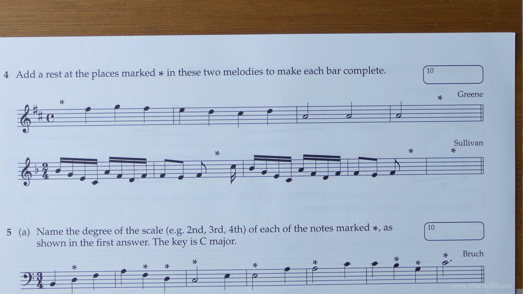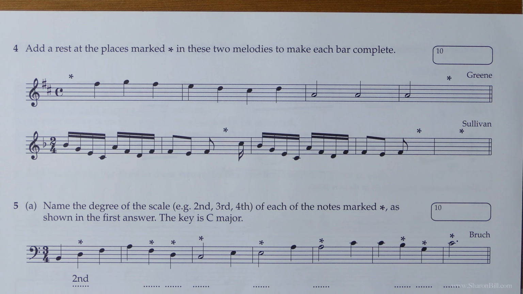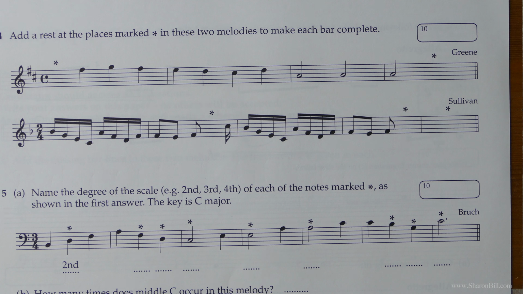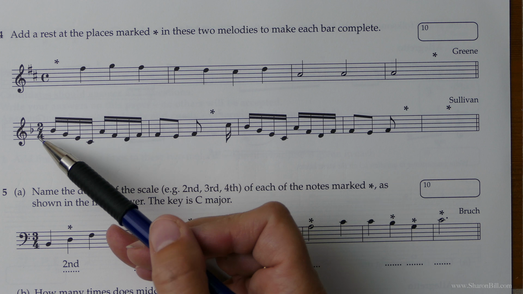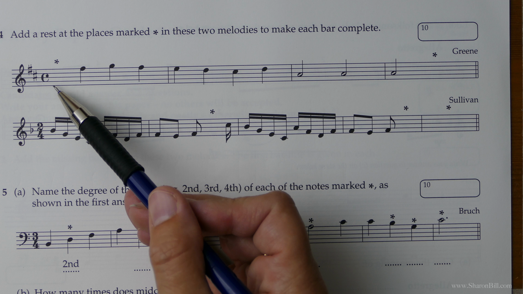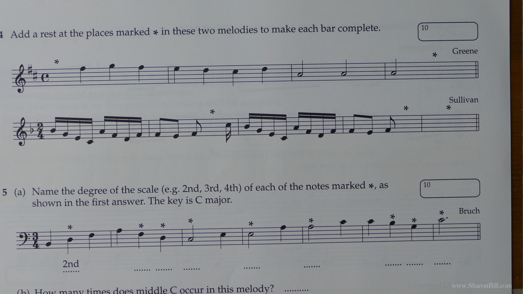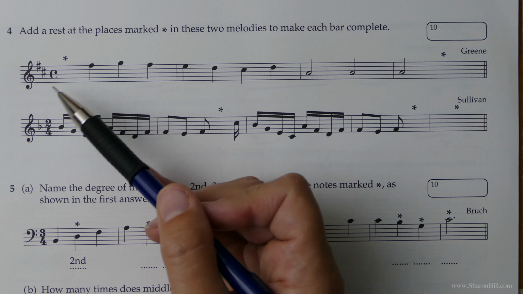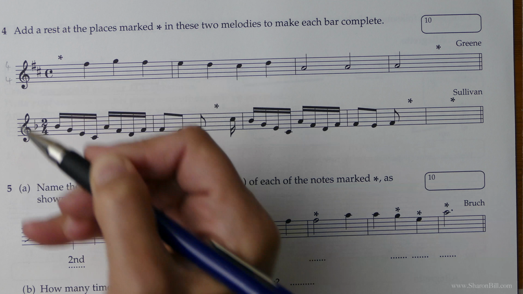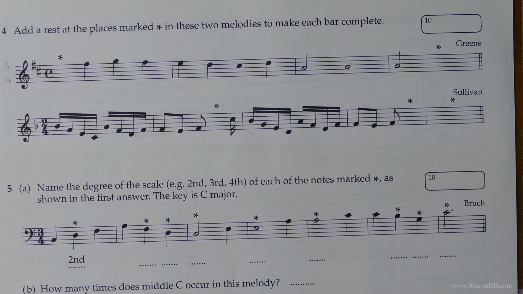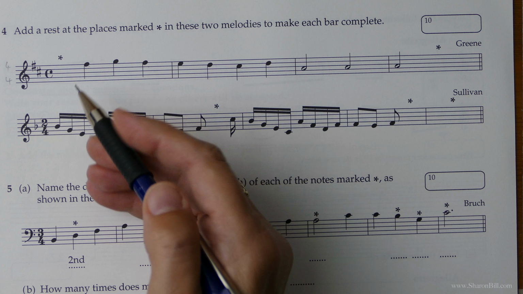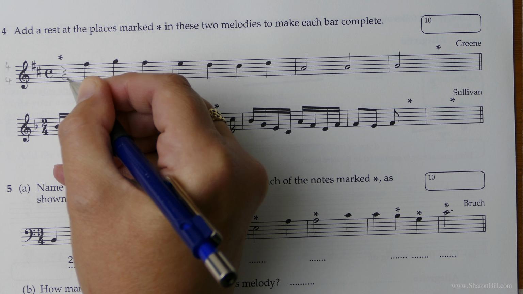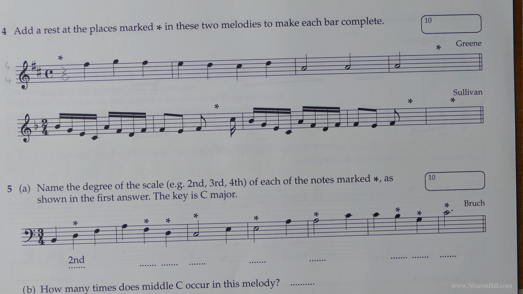So if you turn with me to page 7 now, we'll have a look at question 4. Question 4 asks us to add a rest at the places marked with this little star to make each bar complete. Notice there are 2 separate time signatures, so we just need to watch out as it changes. We've got 2 separate questions here. This is the symbol for common time, which means 4/4, so we're counting 4 crotchet beats, 4 quarter notes per bar. We've got 1, 2, 3 crotchet beats or 3 quarter notes so far. We're 1 missing, and so a crotchet beat or a quarter note rest is that.